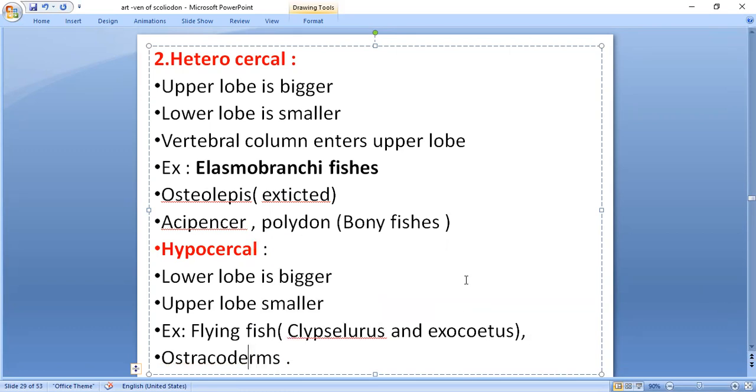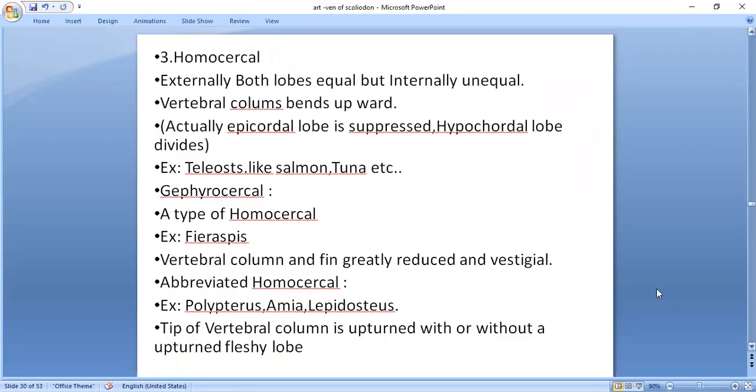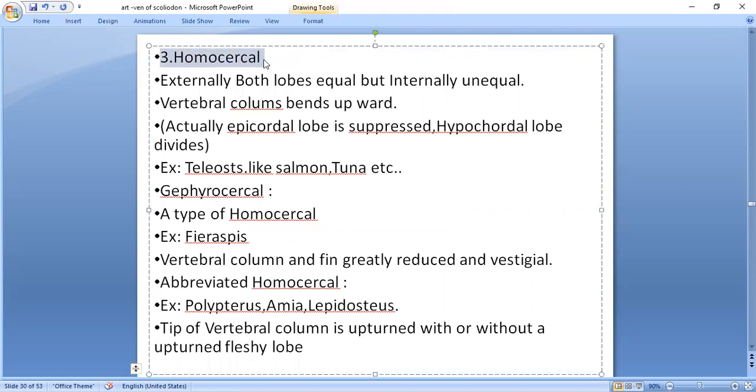So if the hypocaudal lobe is larger than the epicaudal lobe and the backbone bends towards the big hypocaudal lobe, such a caudal fin is known as hypocercal type of caudal fin. And the third, important and modern one, is called homocercal type of caudal fin.